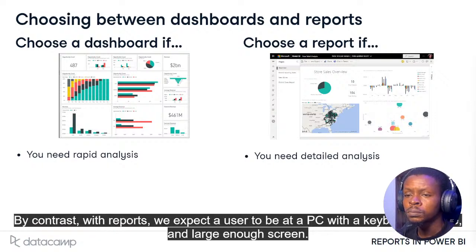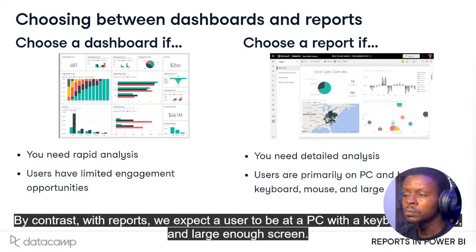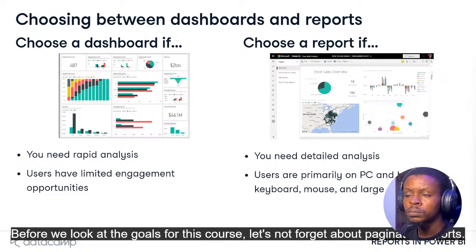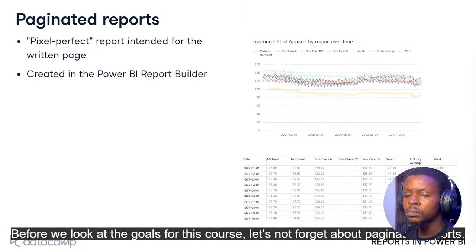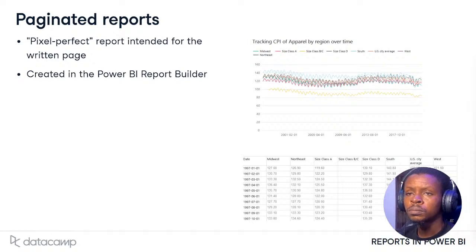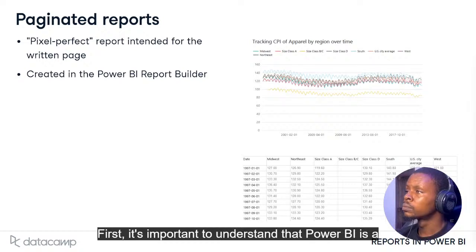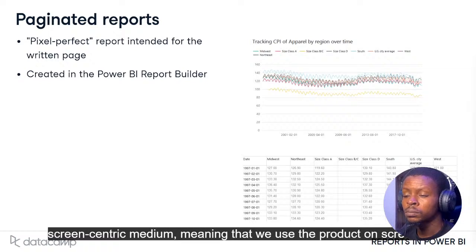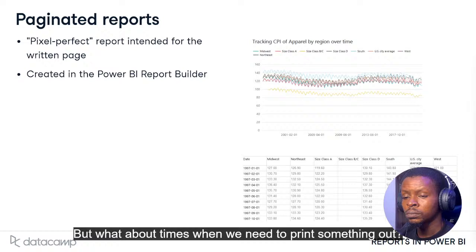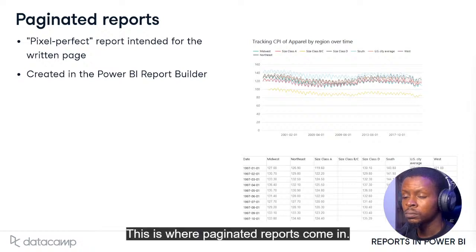By contrast, with reports, we expect a user to be at a PC with a keyboard, mouse, and large enough screen. Before we look at the goals for this course, let's not forget about paginated reports. So, what are paginated reports? First, it's important to understand that Power BI is a screen-centric medium, meaning that we use the product on screens. But what about times when we need to print something out? This is where paginated reports come in.